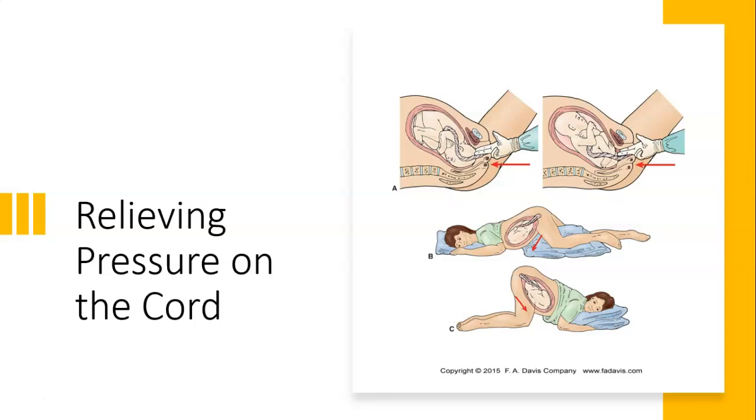We turn the mom over and get her on her hands and knees. This allows baby to drop down and relieves pressure as well, and then also just pushes the baby back up. Sometimes we call this riding the bed to the OR, and you actually ride the stretcher or the bed with your hand in the vagina to keep the baby pushed up and off of the cord.